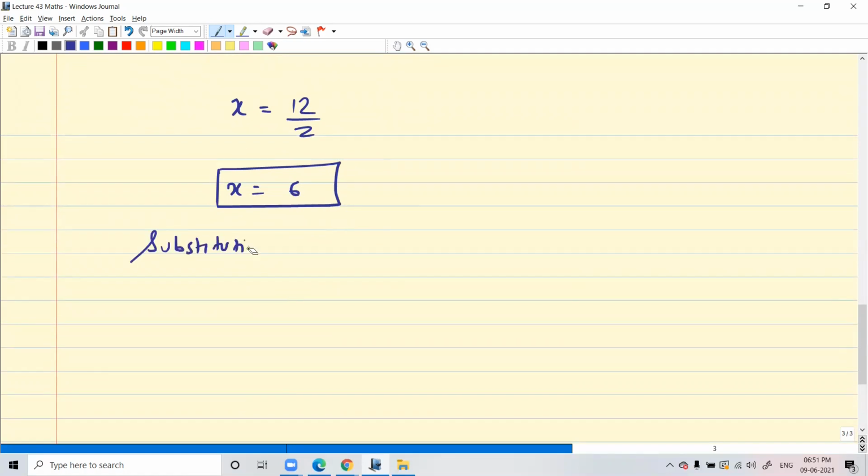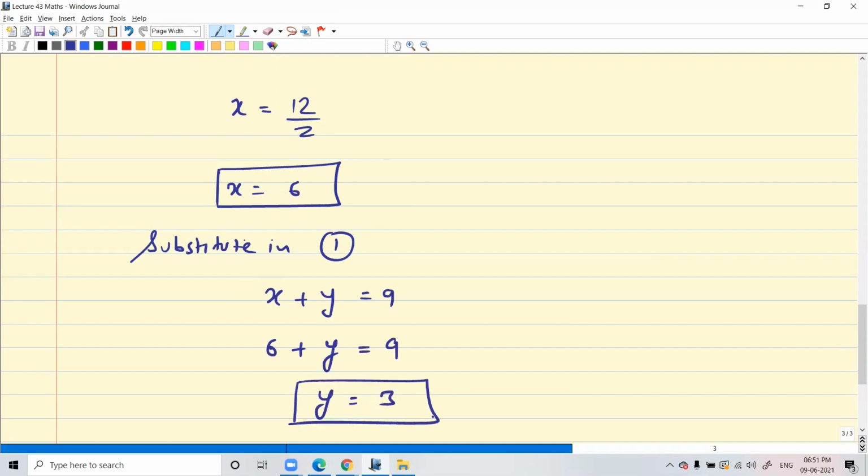Substitute in 1. So we know that x plus y was equal to 9. So x is 6, plus y is equal to 9. So y is equal to 3.